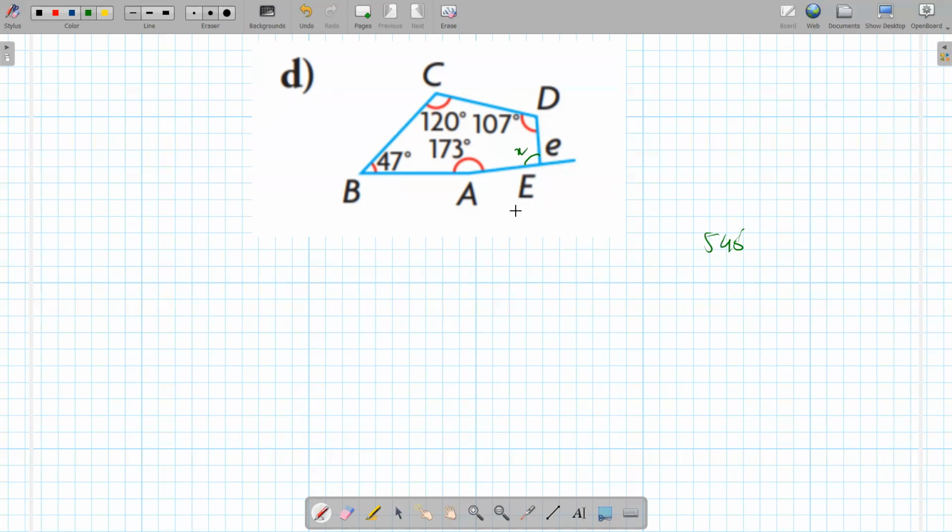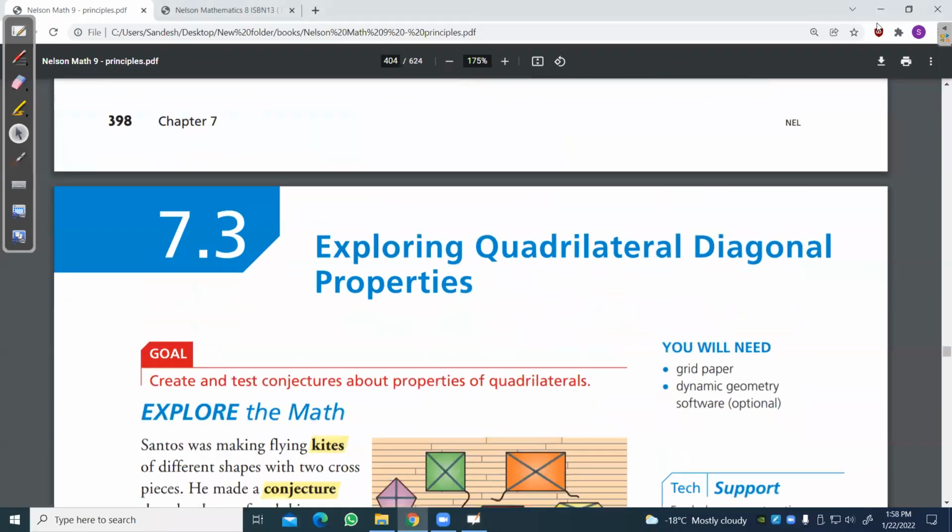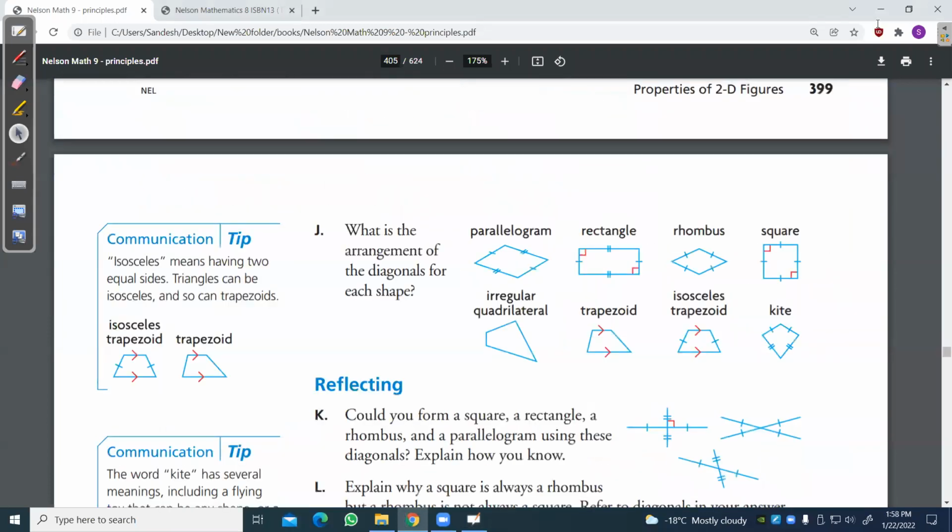X on the inside is 93. If this is 93, how do we find E? You just subtract 93 from 180. Yes, so 180 minus 93 is 87. E is 87. That one wasn't so bad, was it?